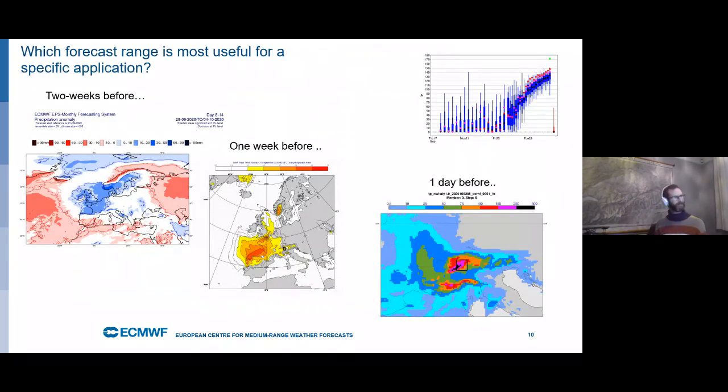So to finish off, what we want to know from this evaluation is which forecast range is most useful for this high impact weather forecast application, how the forecast information is used, and how we can improve our forecast system.